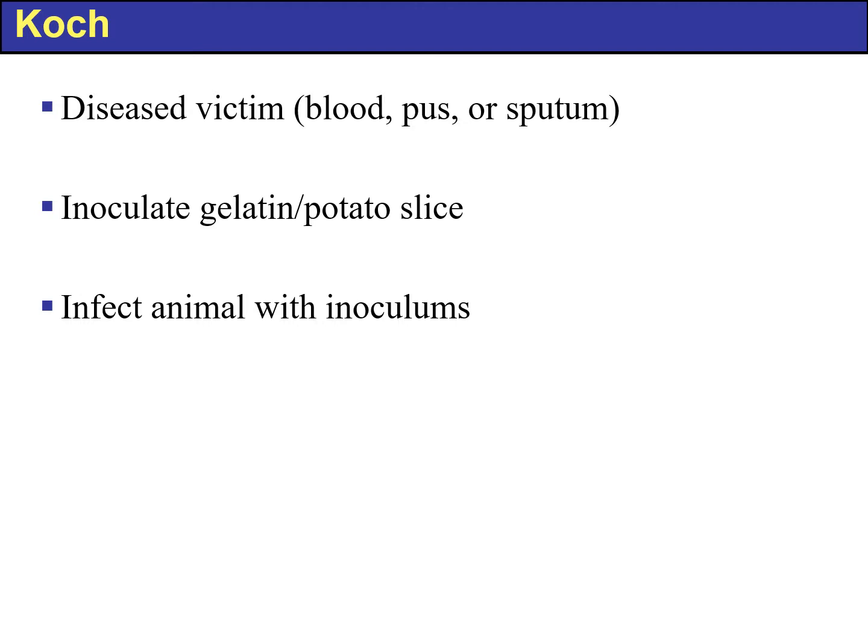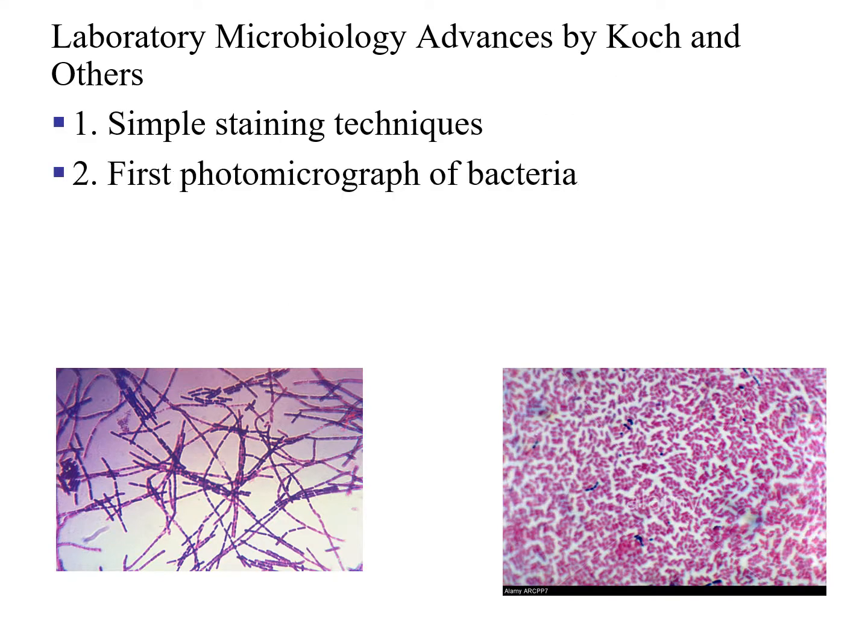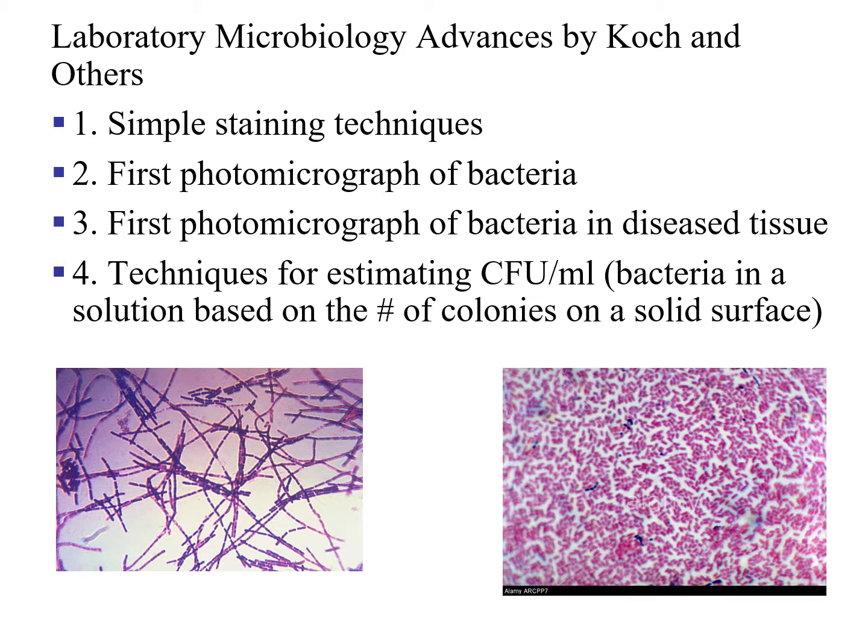Koch discovered the organism in the patient, in the victim, and he discovered it in blood, sputum, or pus. He then took this organism and grew it on a potato slice. We currently now use stuff like gelatin or agar. So he isolated the organism from the blood by growing it on the potato slice. Then he infected another animal with the inoculum. That animal then developed the disease. When Koch performed those experiments, he had to create new techniques. Some of the techniques I will discuss now.